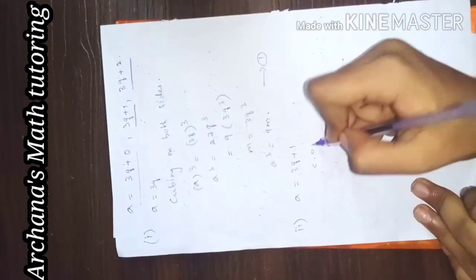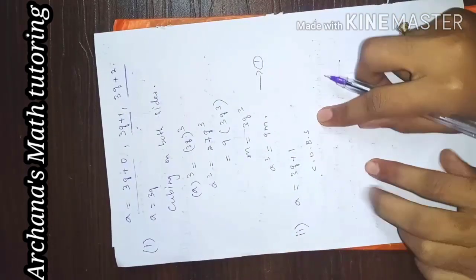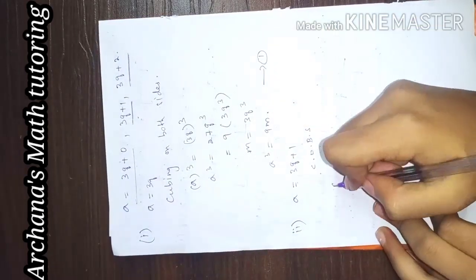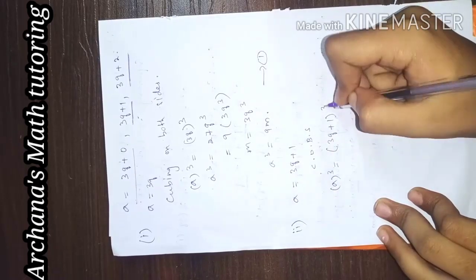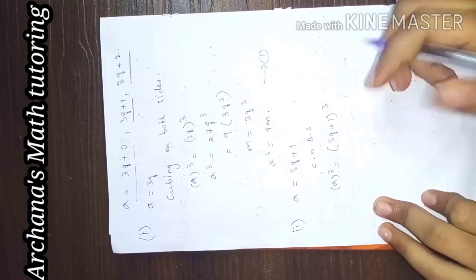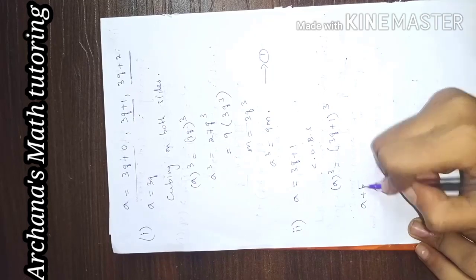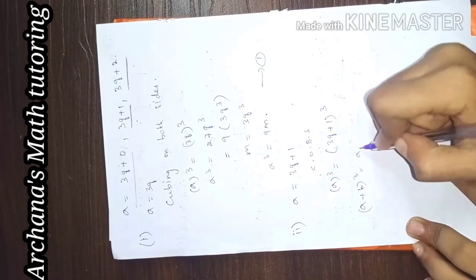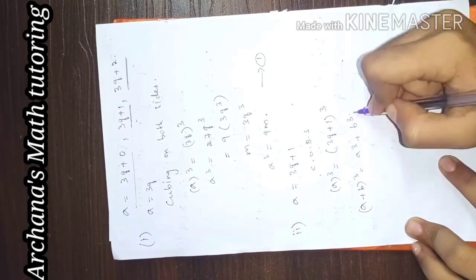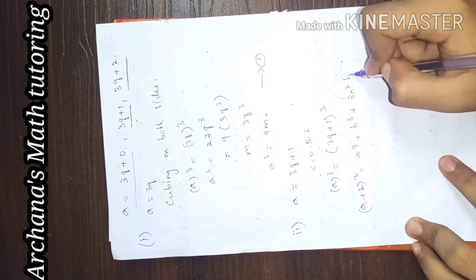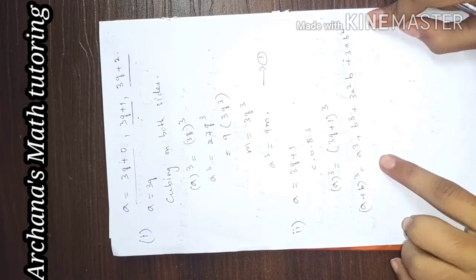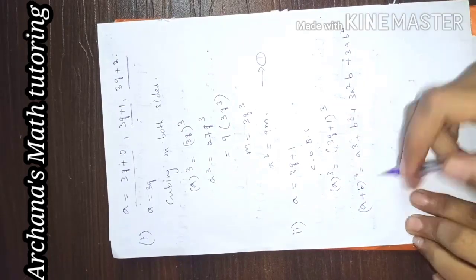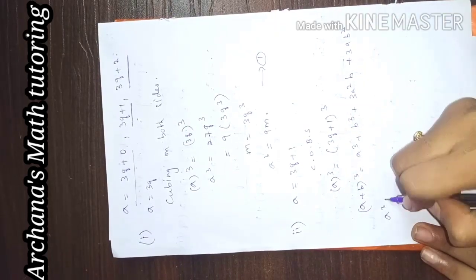Again cubing on both sides. I am writing in the short form; you can write the full form. A whole cube is equal to 3q plus 1 whole cube. Now this is in the form of a plus b whole cube. The formula for a plus b whole cube is a cube plus b cube plus 3a square into b plus 3a into b square.